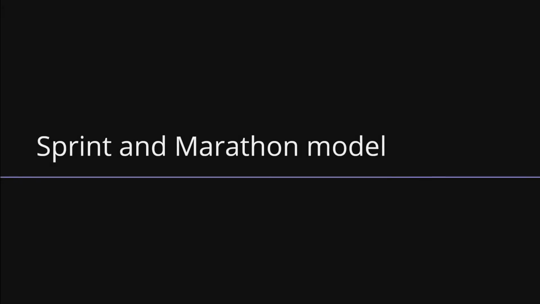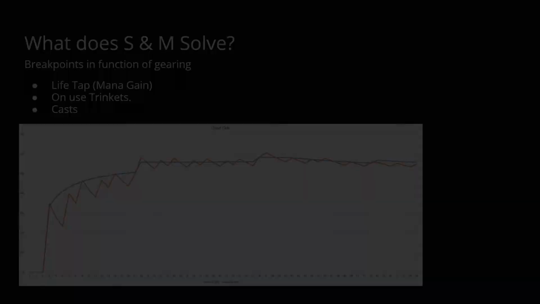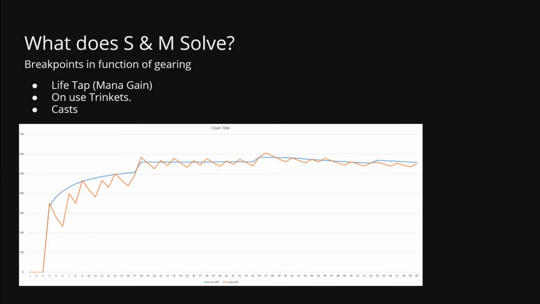So now, specifically about my current model that I implemented, the Sprint and Marathon model, or SNM for short. I'll first talk about why it came to be. It isn't an invention from me specifically. It's something that the classic Warlock Discord came up with back in the legacy or classic era theorycrafting.